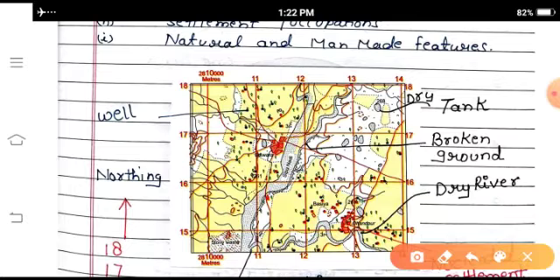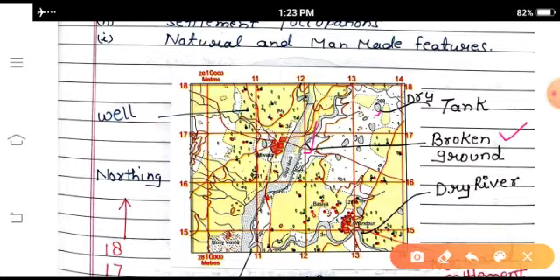Near about 268, you can see this is the dry tank. The black dotted line is showing the dry tank. Now the broken curve line indicates broken ground. Broken ground means uncultivated area or land unsuitable for agriculture. Broken ground represents seasonal rainfall.